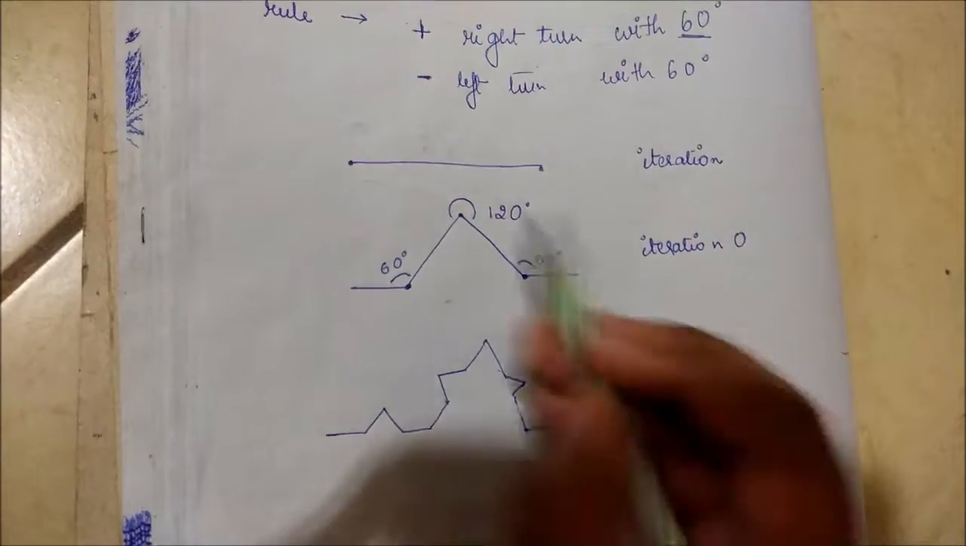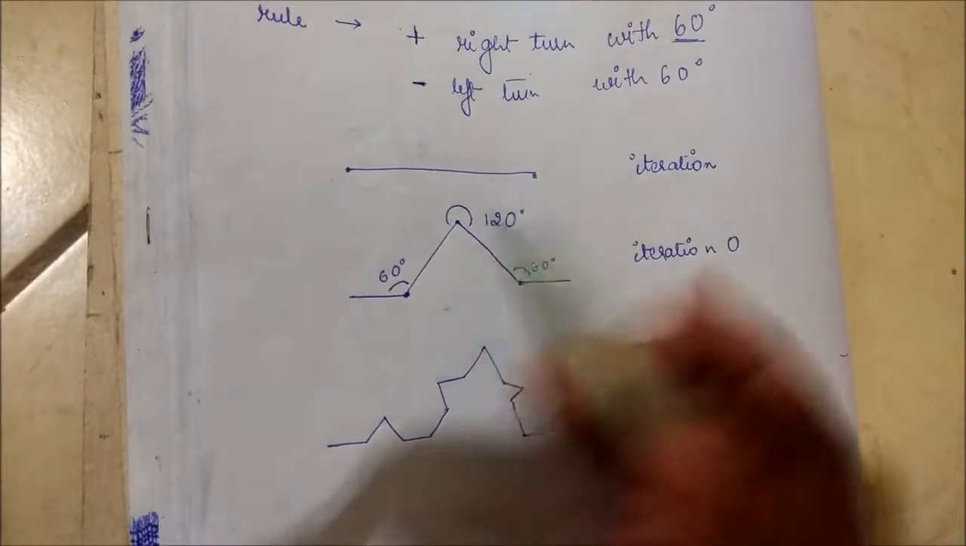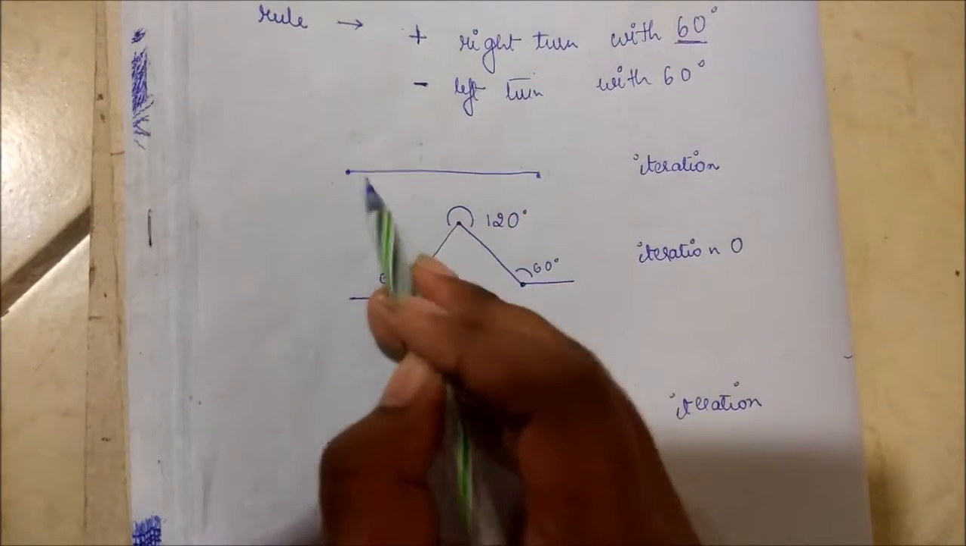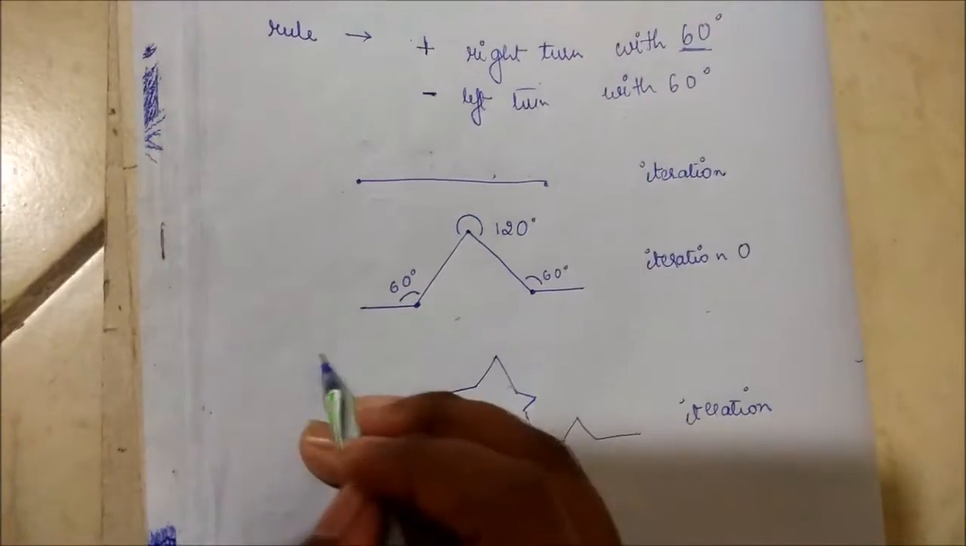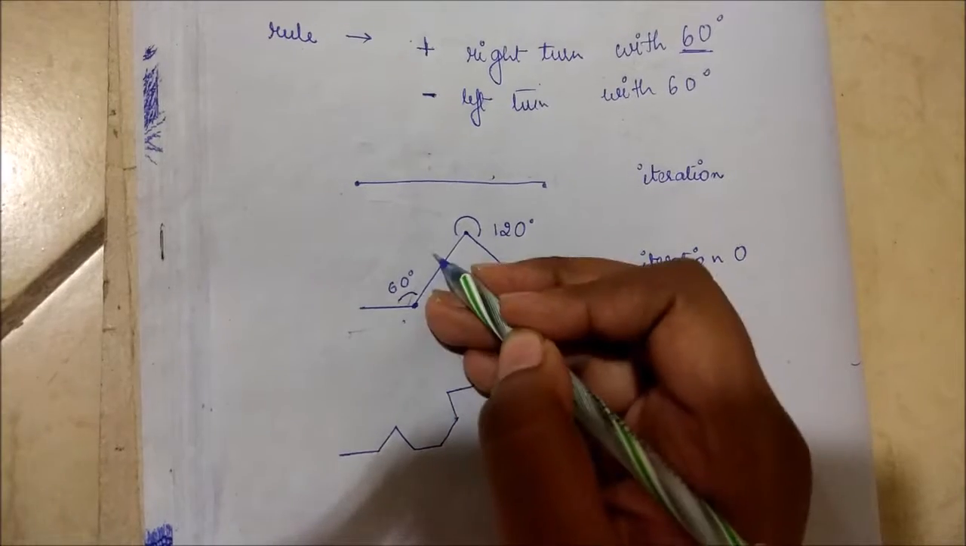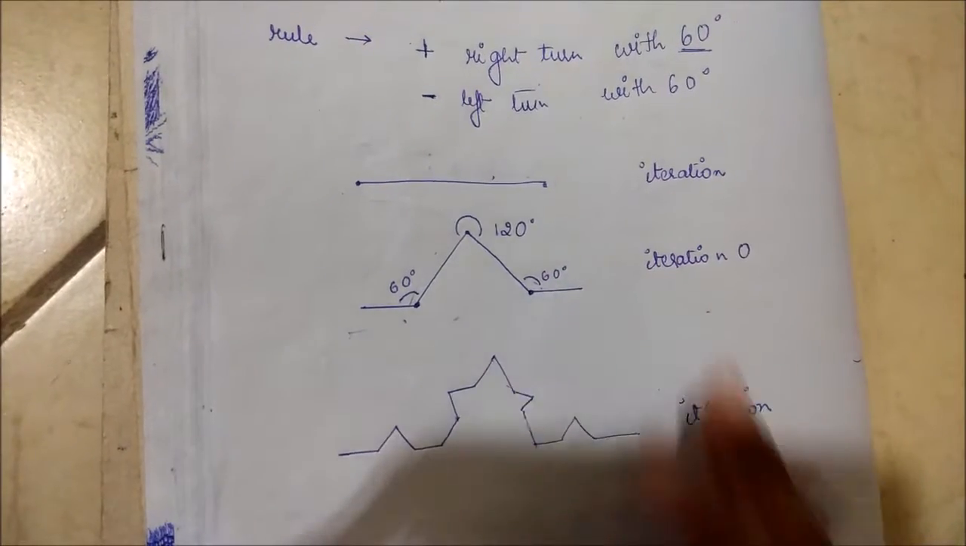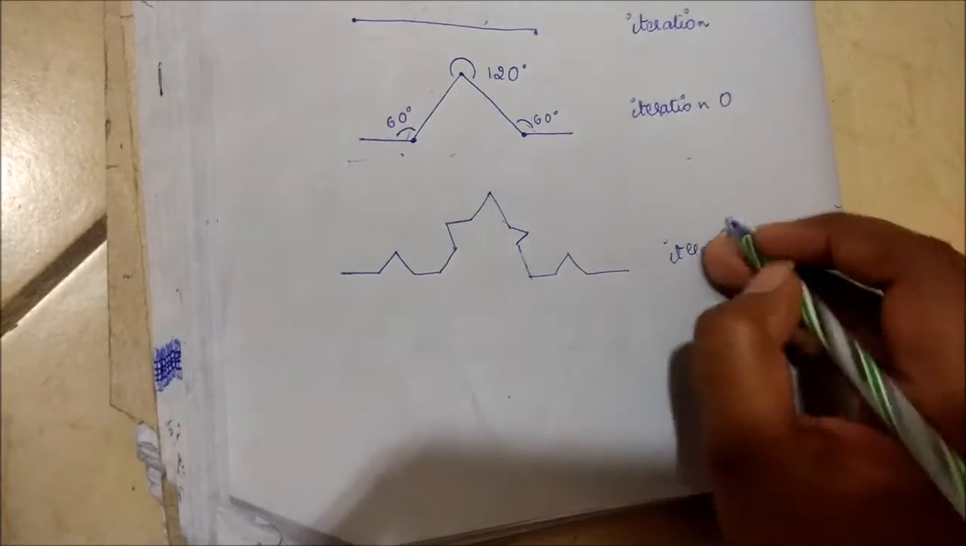The output is something like that. Since it's a single line, when we move for iteration 0, we are taking a left turn of 60 degrees, then again a turn of 60 degrees. This is for another iteration, say iteration 1.